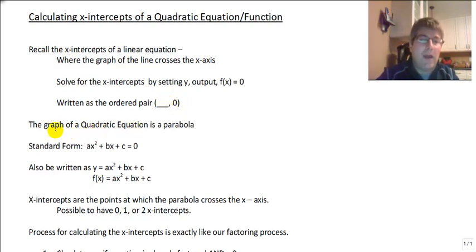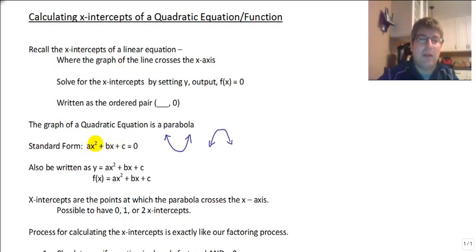Well, the graph of quadratic equations would be a parabola. Okay, a parabola is something that looks like that if it opens upwards, or it could open downwards. It can even open up sideways, right and left. But the ones we're going to work with are going to either open upwards or downward.